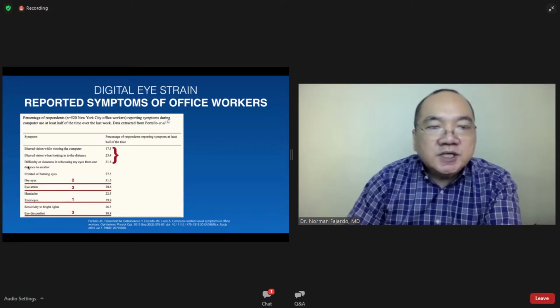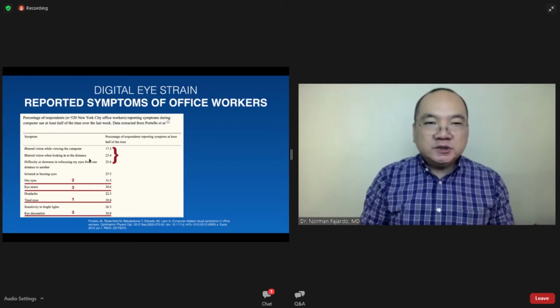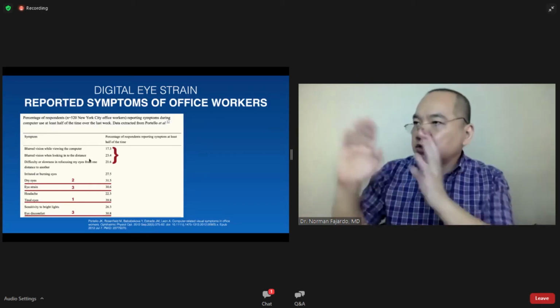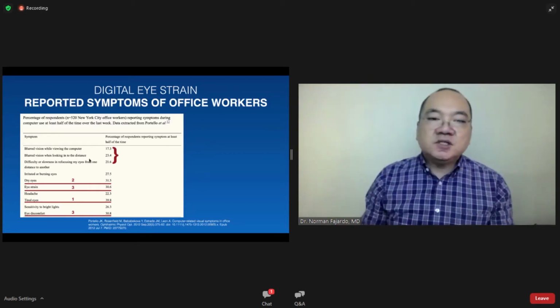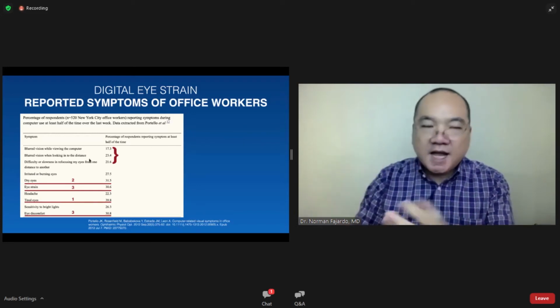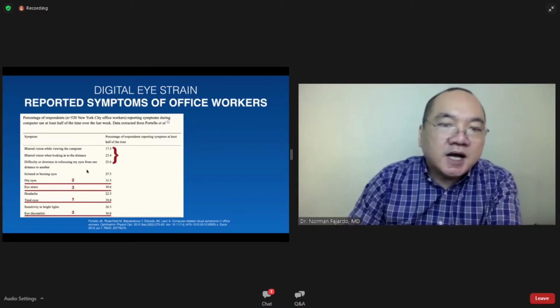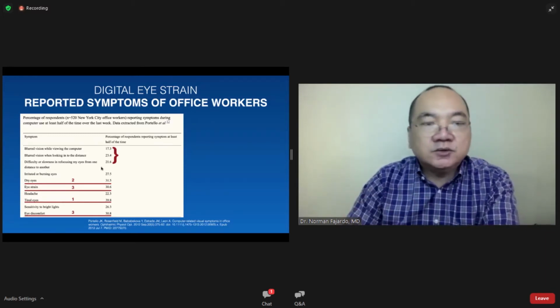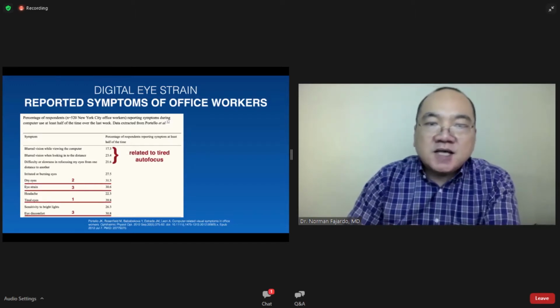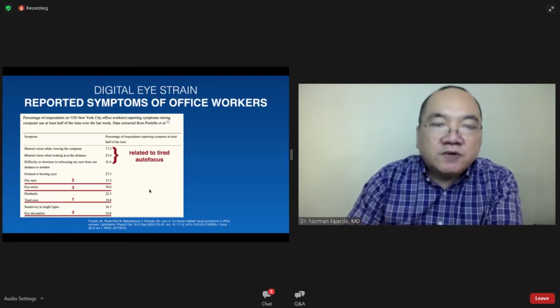Pay attention to this symptom here. Blurred vision while viewing the computer. Blurred vision when looking into the distance. For example, you're using your computer, if somebody calls you, then you look straight out, your vision is still blurry. That's because your vision is still focusing at near. It has to relax. There's difficulty or slowness in refocusing my eyes from one distance to another, similar to the one above. So this is actually related to the tired autofocusing abilities of our eyes.